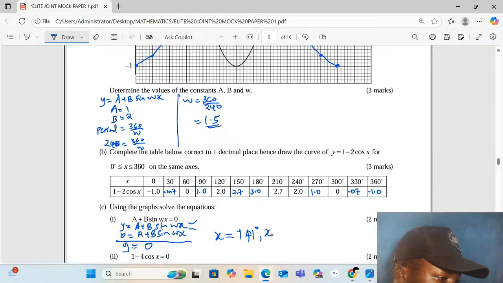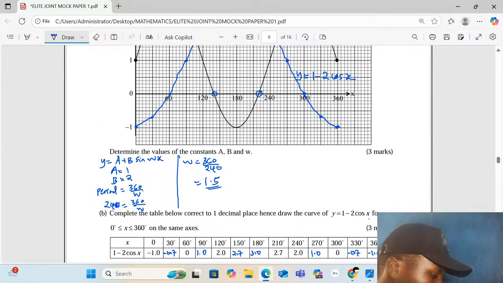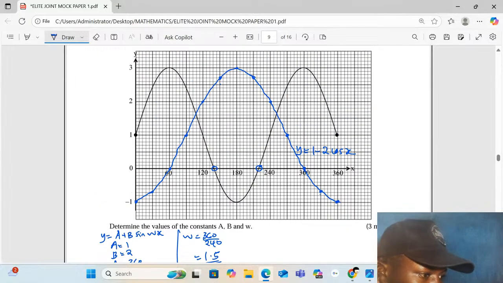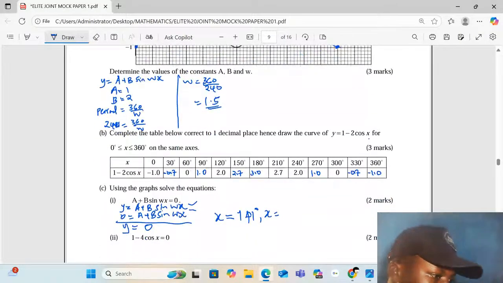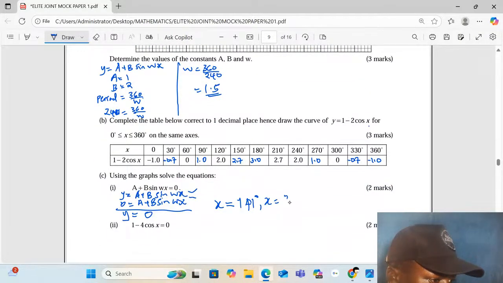And the second value of x is going to be, as you can see, around 220, 219 there. So you can say 219 degrees. So there is a plus or minus 2 for your answer that way. So that is how we solve.